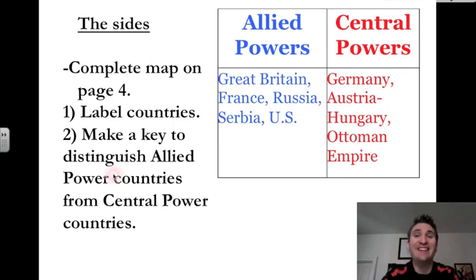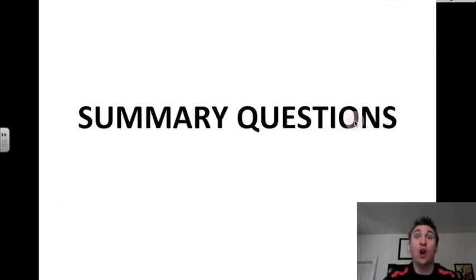And the sides are as follows. If you can turn to your map on page 4, please label these countries and then make a key so that you know the difference between the Allied powers and the Central powers in World War I. And when you're done with that map, we are almost done. You have your summary questions remaining. Please fill those out so you can get a 30 out of 30. And we are done for today.